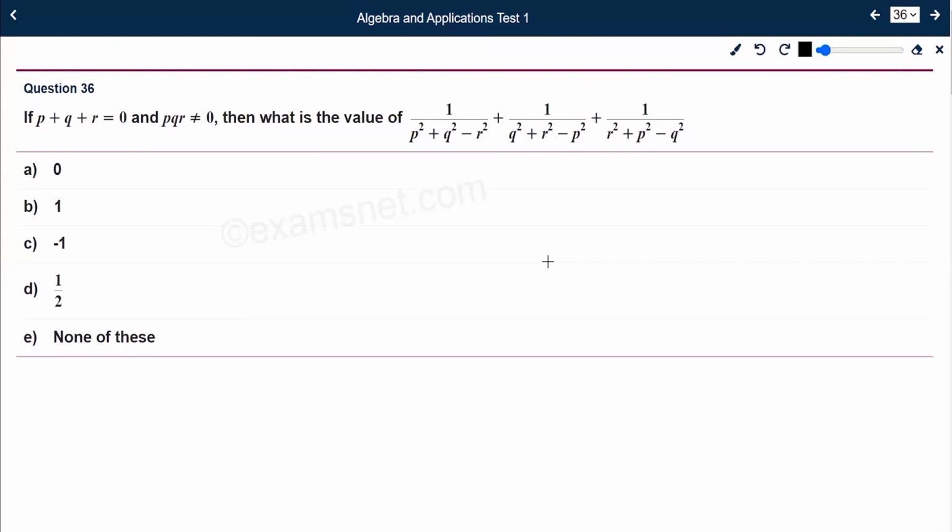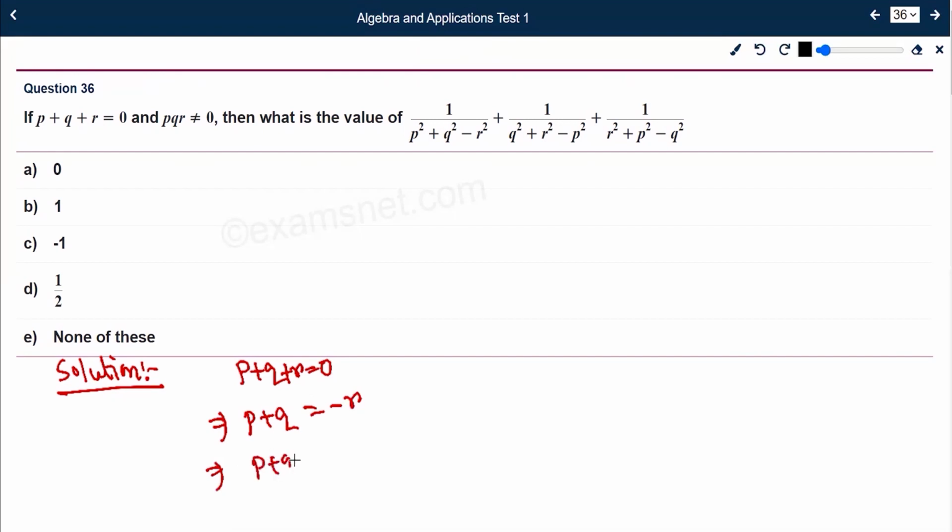Question number 36. If P plus Q plus R equals 0 and P, Q, R not equal to 0, then what is the value of the expression given. First, start with whatever we are given in the question. P plus Q plus R equals 0. In the next line, we can bring this R to the opposite side. It becomes minus R. Now square both sides.